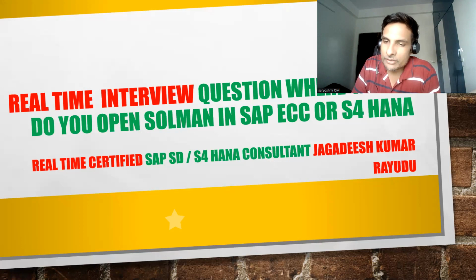So probably they would like to check whether you have really worked in real time or not. This one question is sufficient. The question is simple, but it has an effective answer, a simple answer they can make out. So then, how do you open it? That is the question. Whether you work on Solman or not, that is a different story. Let's try to understand this.